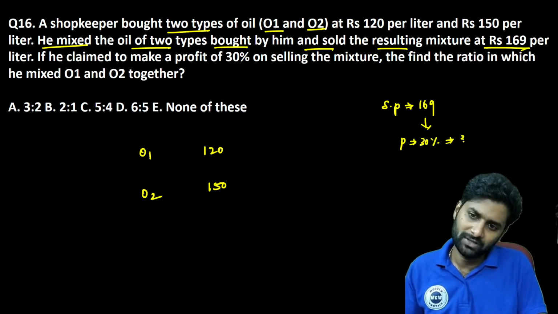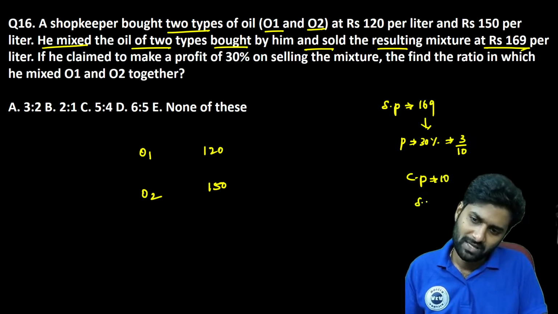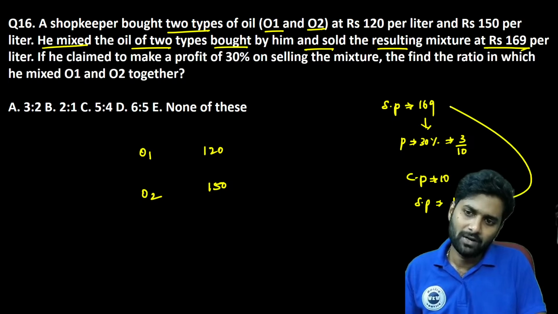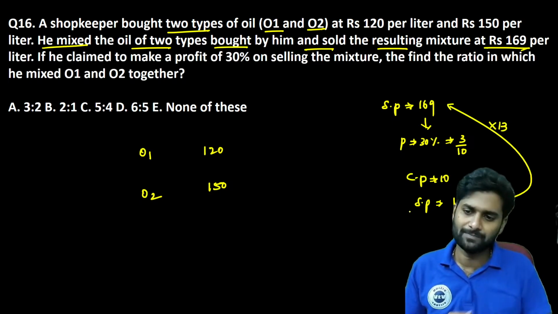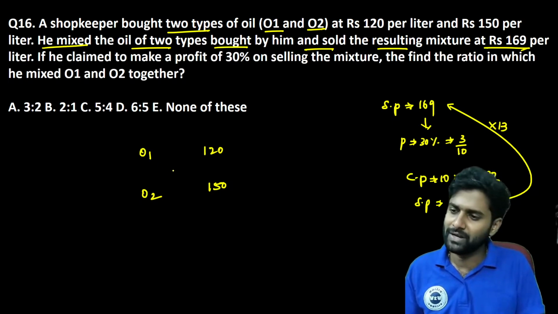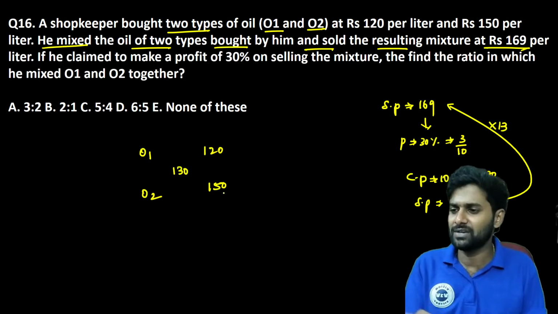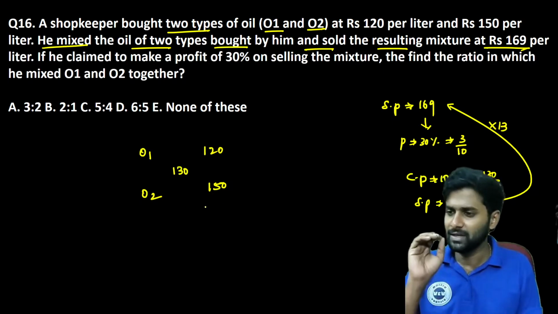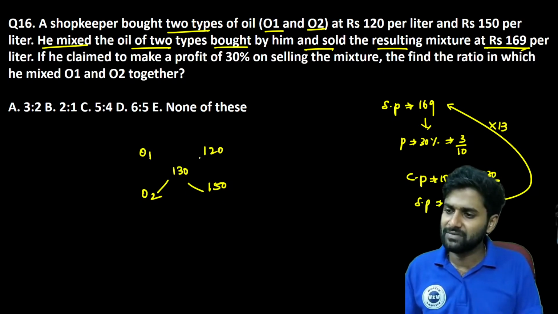As you already know, 30% means 3 by 10. It means if cost price is 10 units, they will get a profit of 3 units. Definitely selling price must be 13. Now see, if 13 units is 169, then each unit is 13. Now what about the cost price here? 130. Now you have the data for the individual quantities, 120 and 150, and the mixture value is 130.